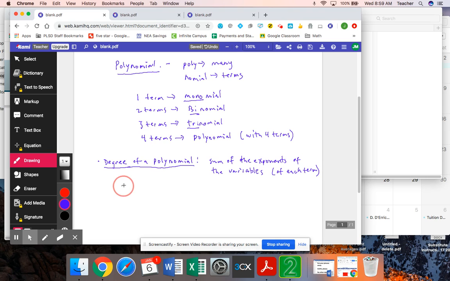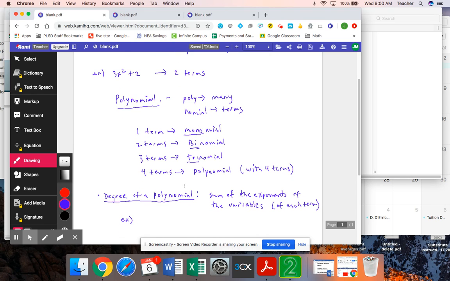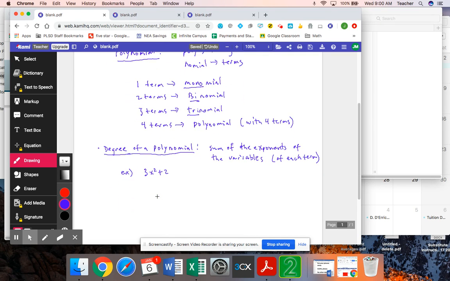All right, so let me give you an example. If I use the example that we have up top here, 3x squared plus 2, I have two terms, but the degree of this polynomial will only really come from this term because it's the only one with the variable. So I would just add up all of the exponents of all the variables. Well, in this case, we only have one variable, one exponent, degree is 2.